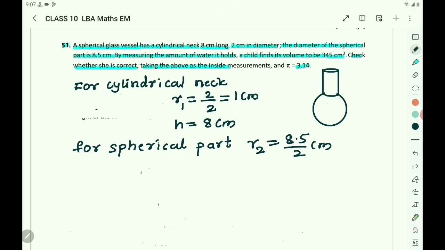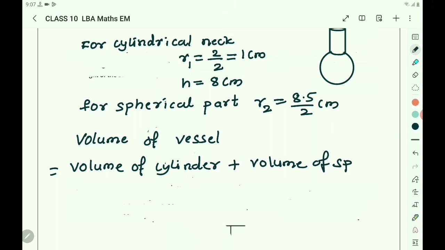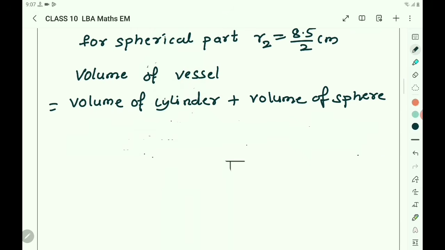Then you write volume of vessel equal volume of cylinder plus volume of sphere. Write the formula. Volume of cylinder is pi r square h. Volume of sphere is 4 by 3 pi r cube.